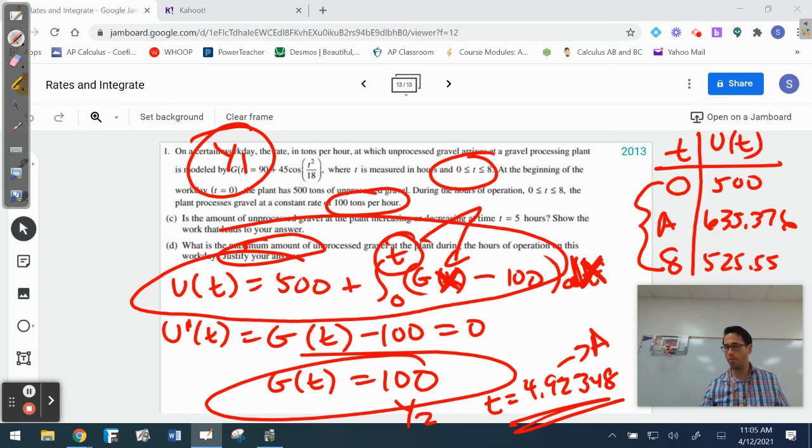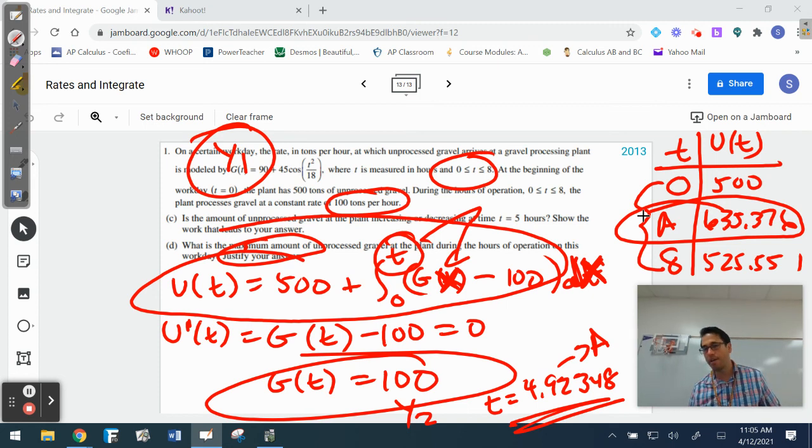Oh no, we didn't work as hard as it was coming in. At the end of the day, you have even more, but the max would happen at 4.92348 hours. That's it.